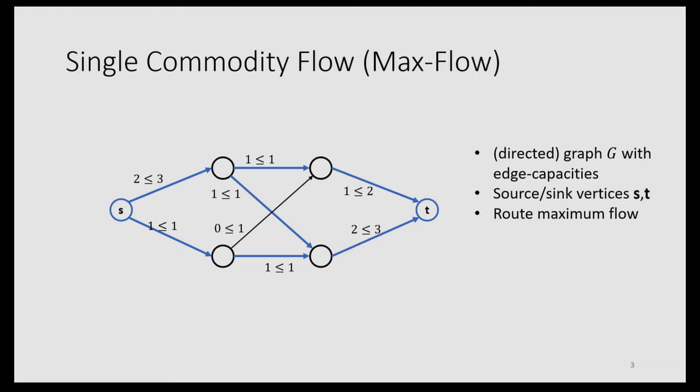So this would be a single commodity flow because you just have one kind of commodity, one kind of stuff to route in this flow, just this blue unit of, let's say, water.